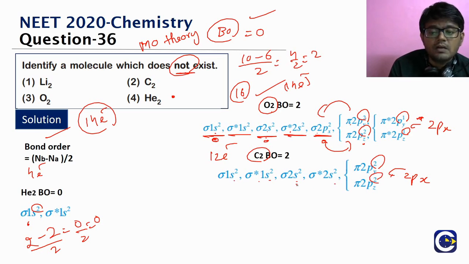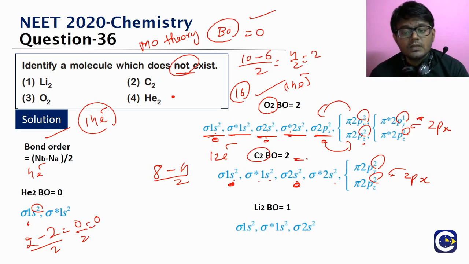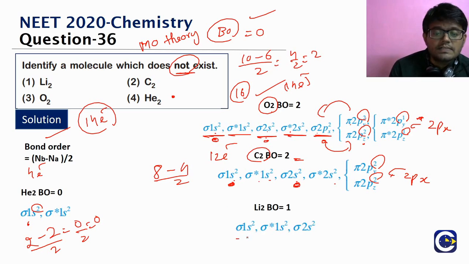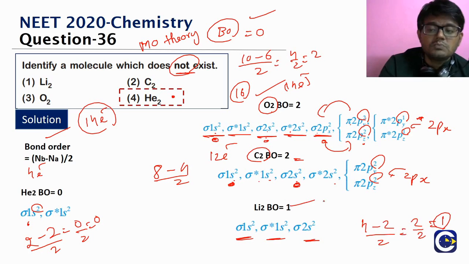So here the number of electrons in bonding orbitals is 8, minus anti-bonding, which is 4. So 8 minus 4 by 2 means 4 by 2, which is 2. So C2 also has a bond order of 2. If you look at Li2, sigma 1s, sigma star 1s, then sigma 2s. The number of electrons in bonding orbitals is 4, anti-bonding is 2. So 4 minus 2 by 2 is 2 by 2, which is equal to 1. Where the bond order is 0, it is the case of helium-2. That is why this molecule does not exist.